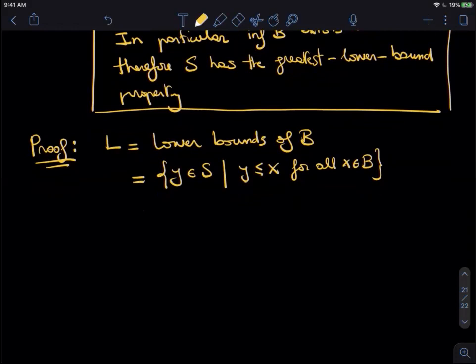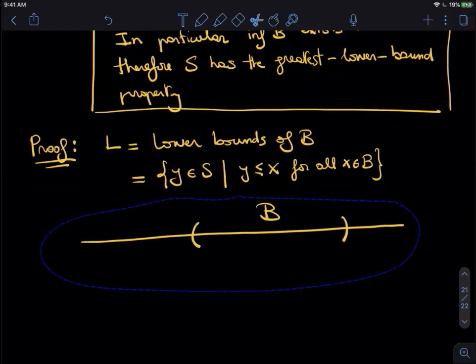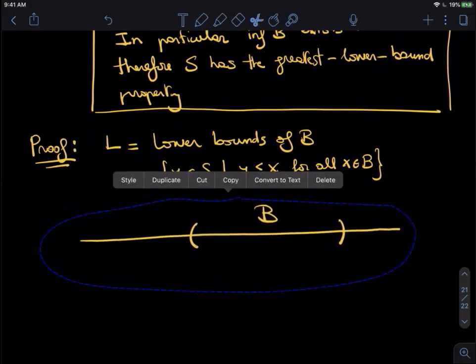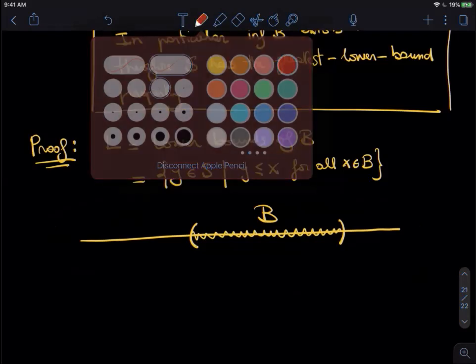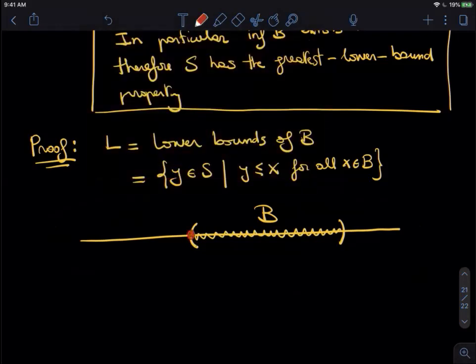Now, let's do a picture. Even pictures in this case may be always a little false, but math is the art of doing proper reasoning with wrong pictures. So let's say this is our set B here, okay? And we want to find the infimum of B. The infimum will be here.